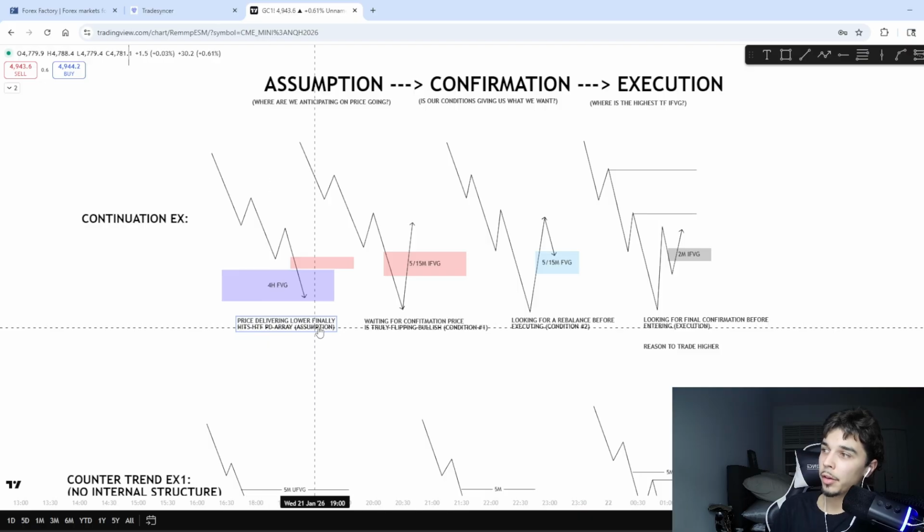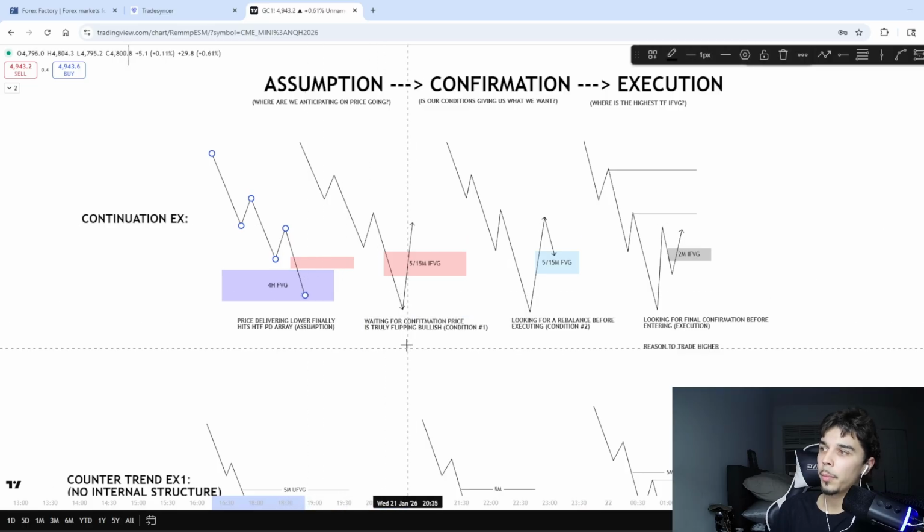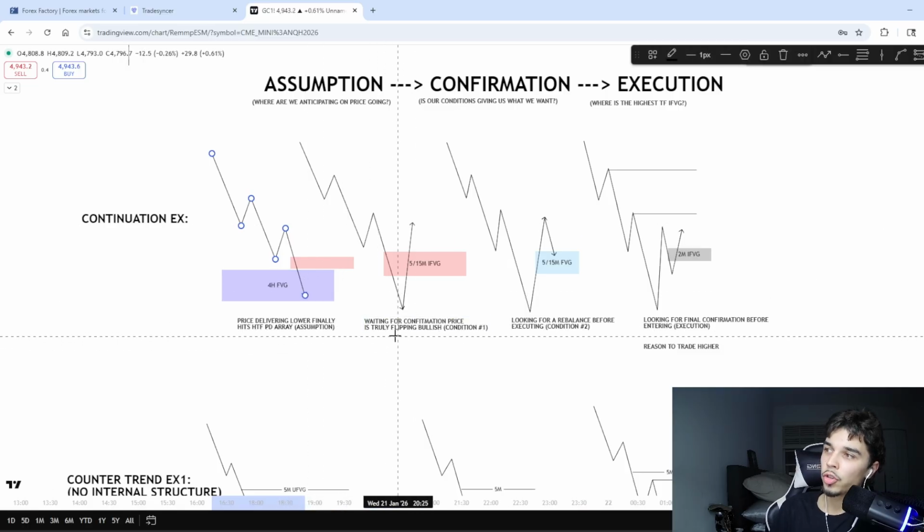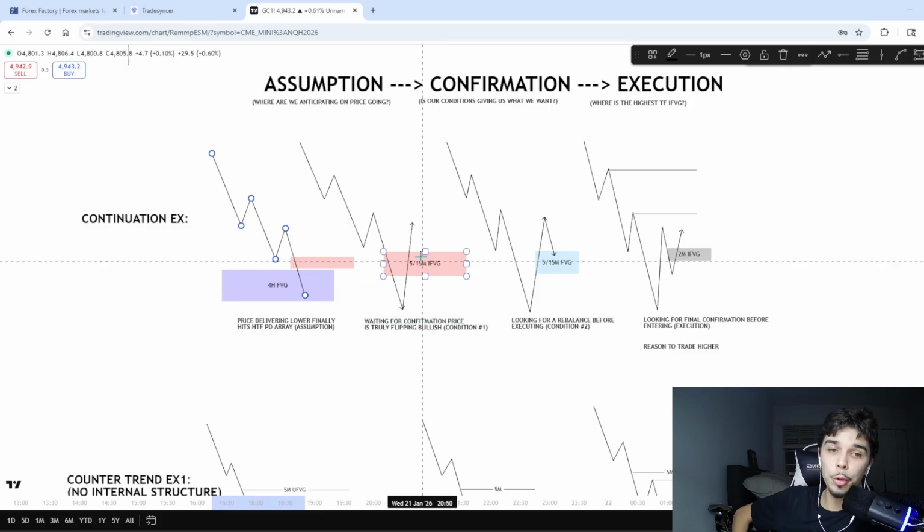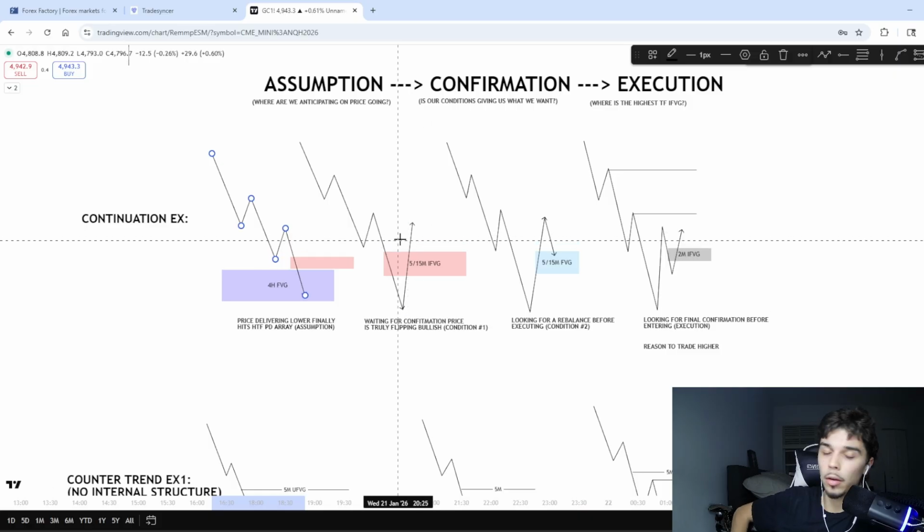So we have price delivering lower, finally hitting our higher time frame PD array. This is our assumption. We are assuming price can possibly reject off this area and go higher. We are waiting for confirmation for price to truly flip bullish. How do we know price is actually going to flip bullish? Well, we're starting to disrespect these middle time frame conditions, right? These middle time frame PD arrays, the 5 and 15 minute fair value gaps, just got disrespected.